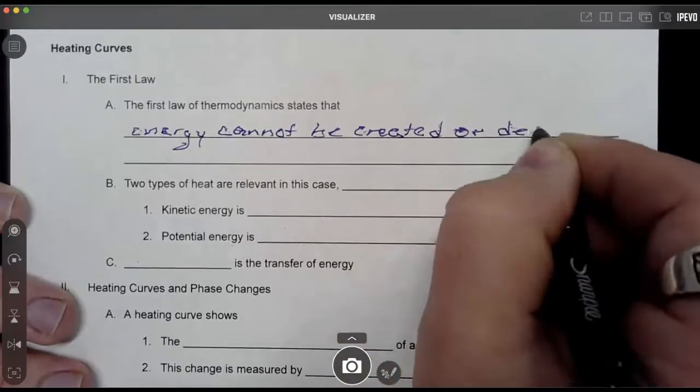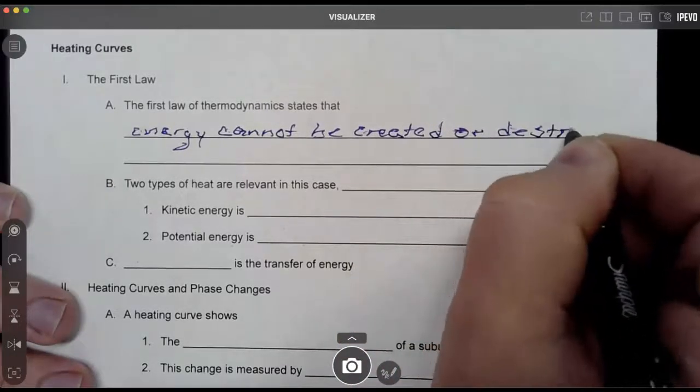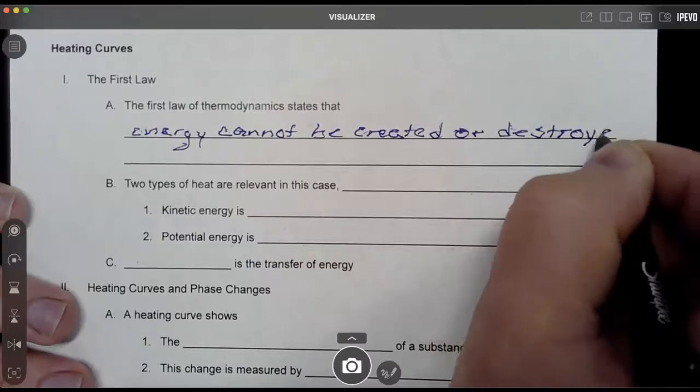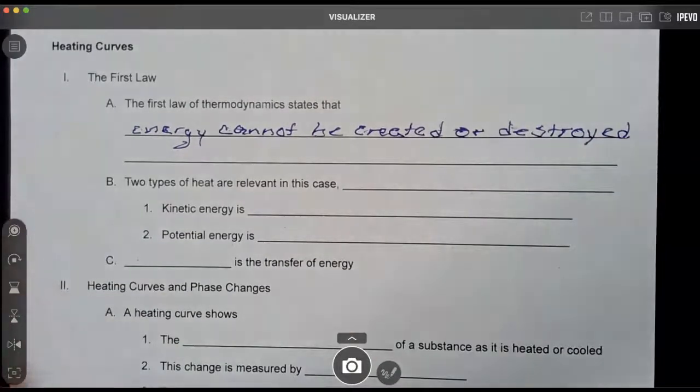like the hot plate transferred energy to the water and ice so that the ice heated up. That energy came from somewhere with the intent of increasing the motion of molecules. So we had thermal energy from one source that added thermal energy to another.